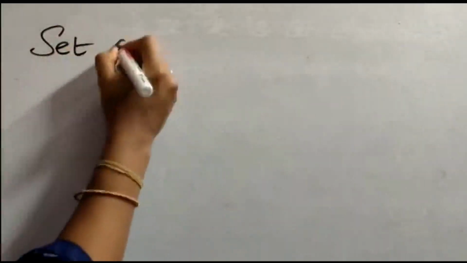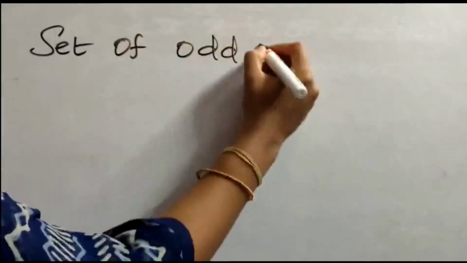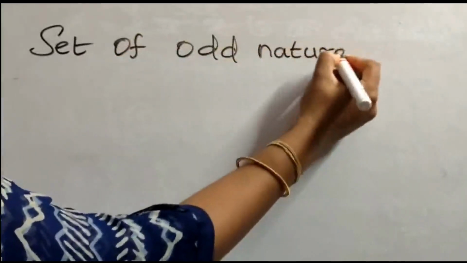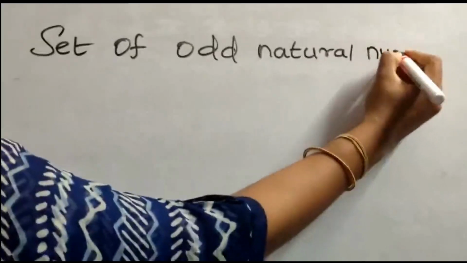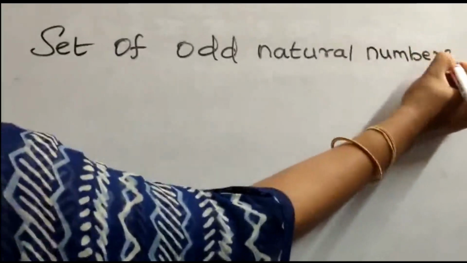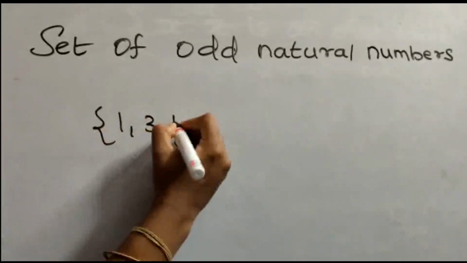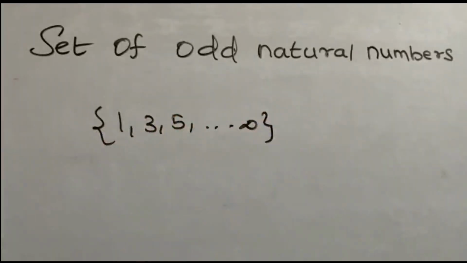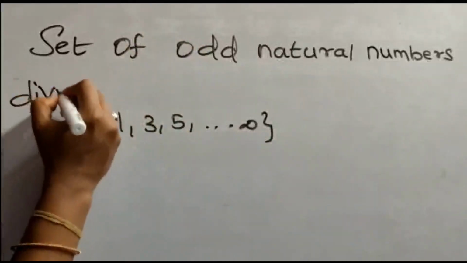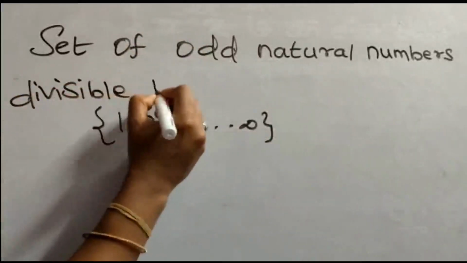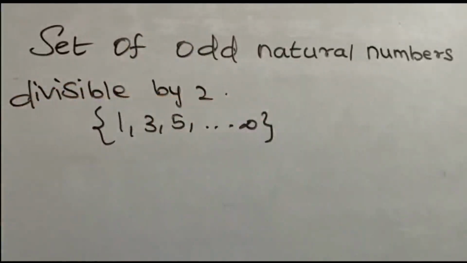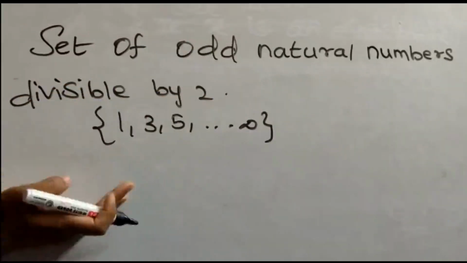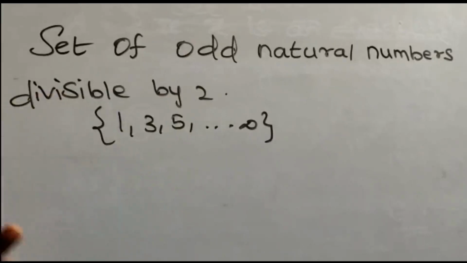Set of odd natural numbers divisible by 2. Odd natural numbers start from 1 to infinity. Odd natural numbers means 1, 3, 5 and it goes on, right, up to infinity. But it's given odd natural numbers divisible by 2. Is it possible that any odd number is divisible by 2? No, not possible. So what is the answer for this set? It's an empty set or null set or void set. Now we'll move on to the next set, finite or infinite set.